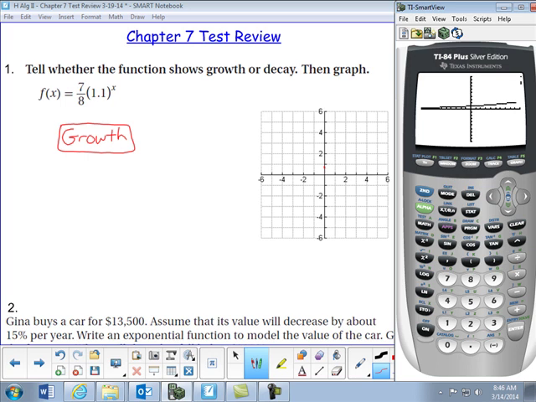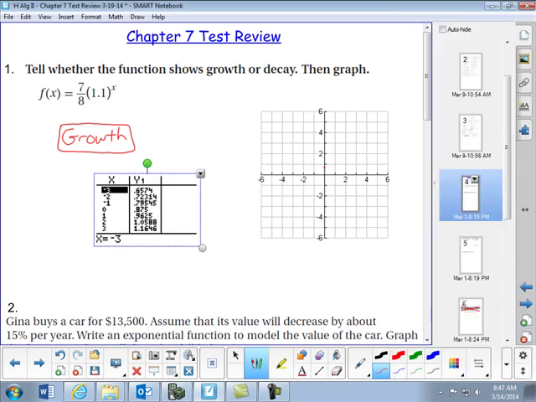And then if you want to look at your table, remember you can go second table, and we can look at our table. So we can see out here at -3, it's pretty small, 0.6. And then it gets a little bigger, and a little bigger, and a little bigger. And then at 1, it's 0.9. And then at 2, it is 1.0. At 3, it's 1.1. So you can see it's going up pretty slowly.